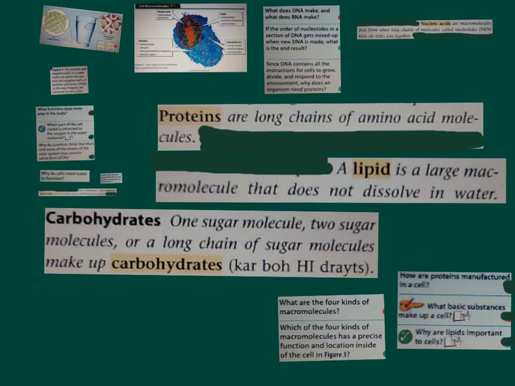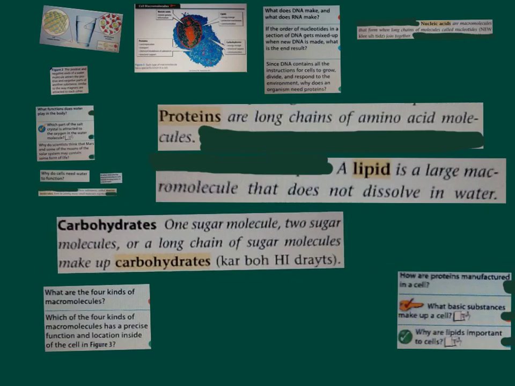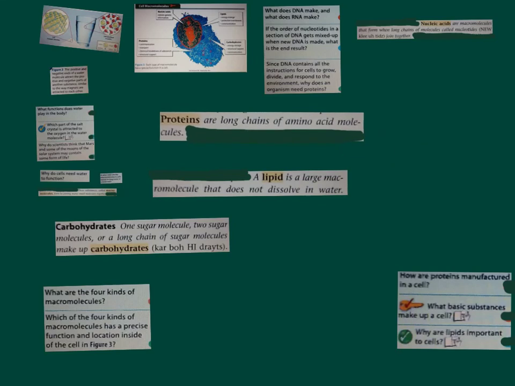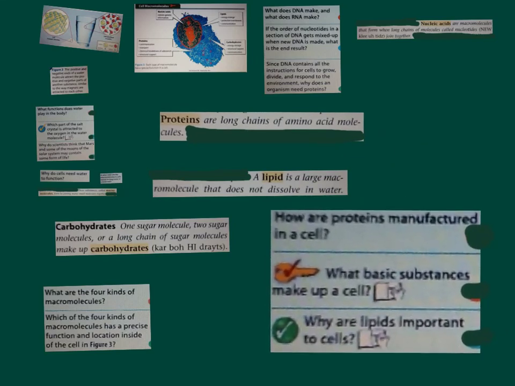There is another small group of questions that I have for you. So I'm going to make these smaller. Working through our information. Three questions. Make sure you're writing them also in your science journal so we can talk about them in class. How are proteins manufactured in a cell? That would be this question here. The next one, if you notice, the key concept check. What basic substances make up a cell?